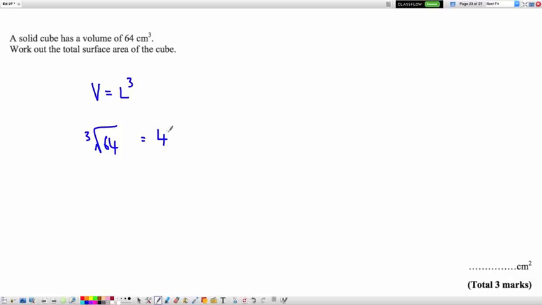You may know that already, that 64 is a cube number. It's 4 times 4 times 4. That means that our cube has a length of 4. So the area of one of the faces is 4 times 4, which is 16 centimetres squared.